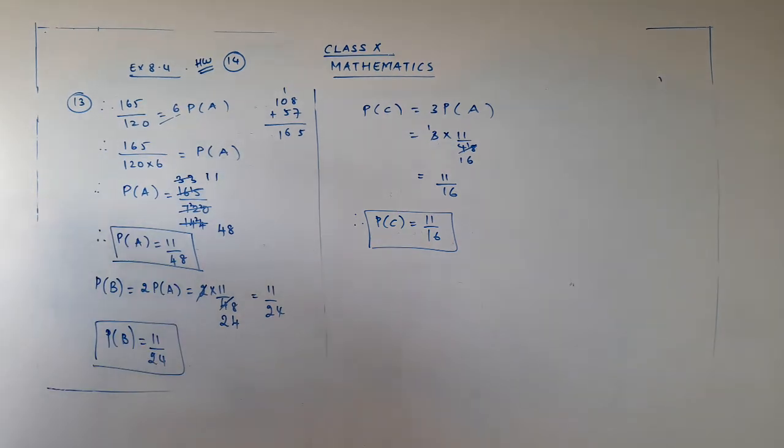Okay, children? Based on probability, we had probability 8.3 and 8.4, and we have completed our 8th unit with this. Now we have one more unit left, that is unit 7, mensuration. So we are going to start with the 7th unit now. We have some points to be taken down. After taking down the points, we will continue with our exercise 7.1.